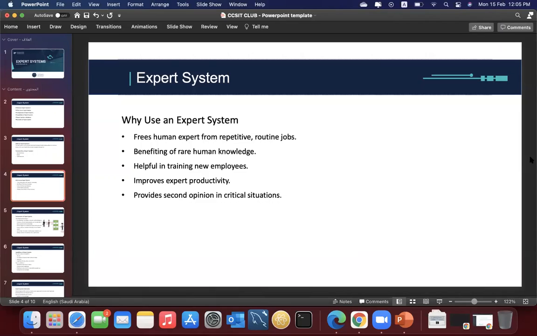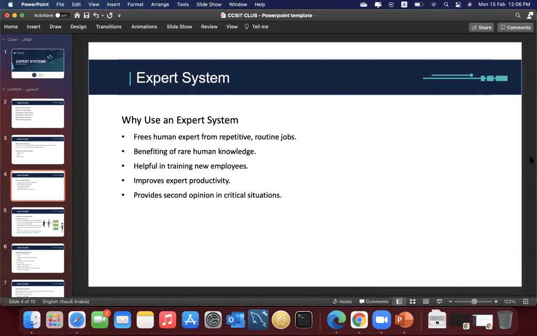It is helpful also in training new employees, where we can use an expert system as a training method instead of having the human expert train the new employees. It is also used to improve the expert's productivity. As I said earlier, having an expert system will lower the routine jobs that the expert will do, which will give them more time to be more productive, to do more, and to learn even more.